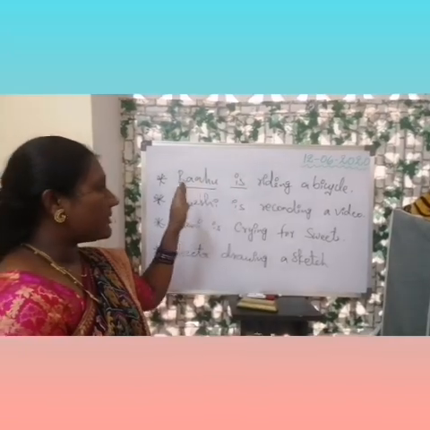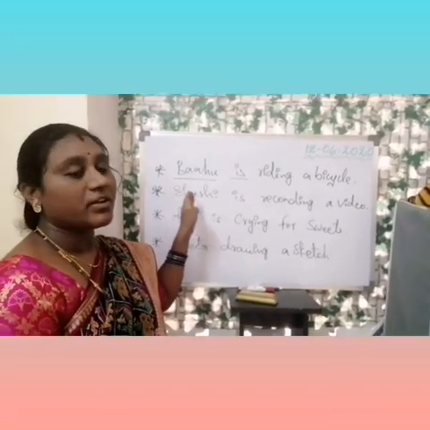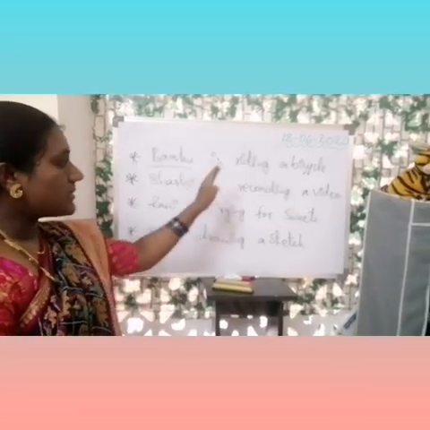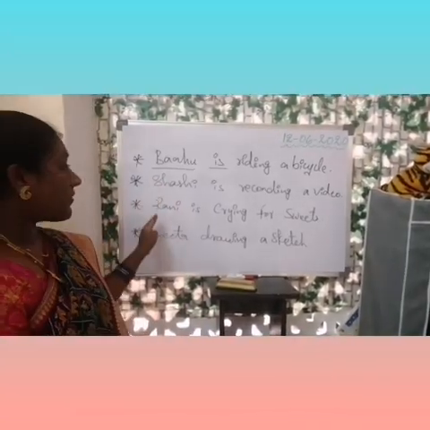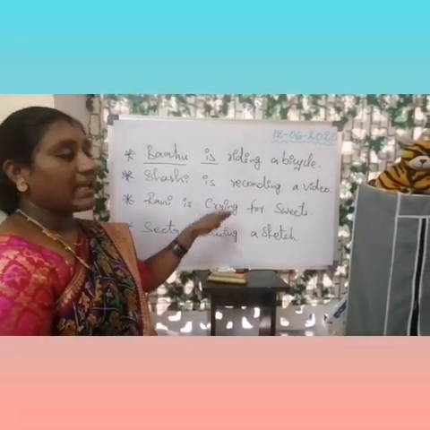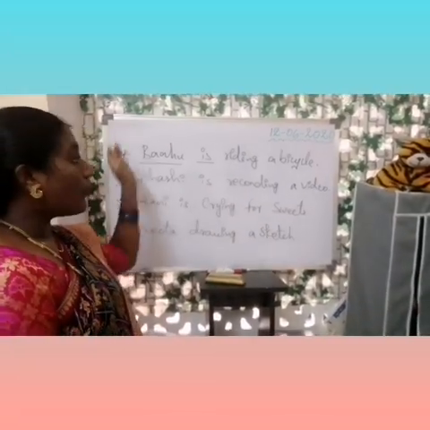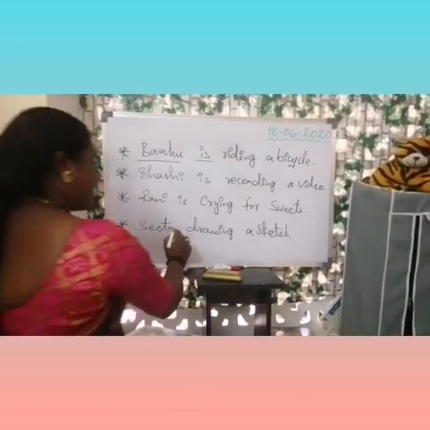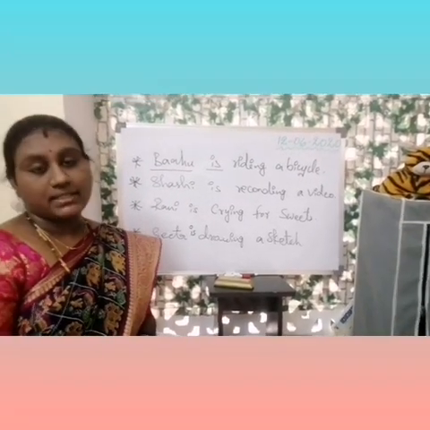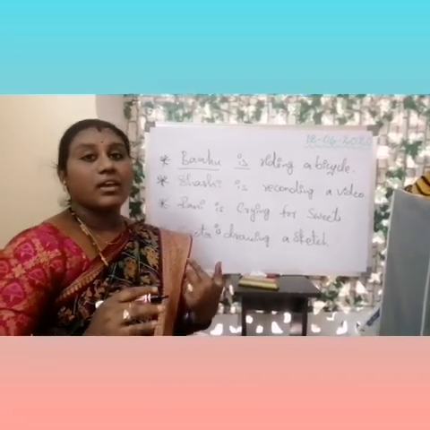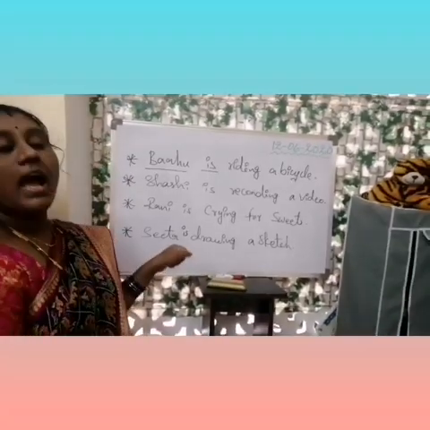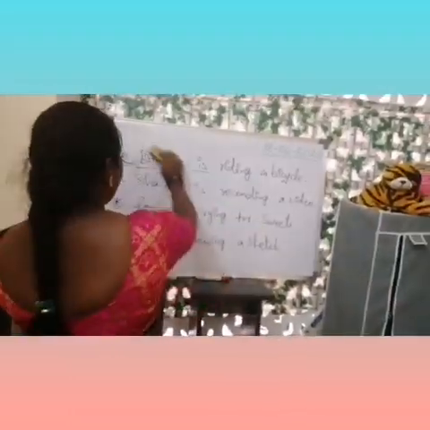And in the next example, Shashi. It is also third person. So we can use is. So Shashi is recording a video. And Rani is crying for sweets. And Sita is drawing a sketch. So all these 4 actions are just continuing in the present. So we have written by using is. And let's have some examples with am now.